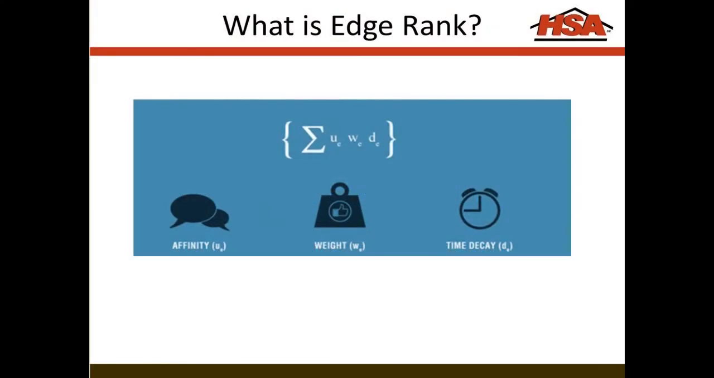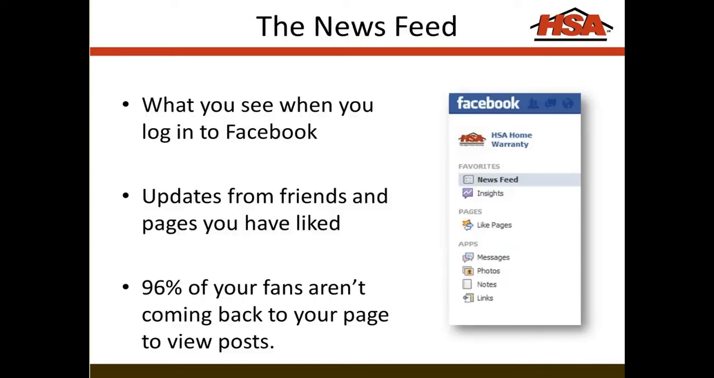EdgeRank is the formula that Facebook uses to determine where posts show up in a user's news feed. The news feed is where most of your posts are going to be viewed, and by most I mean about 98% of them are going to be seen in the news feed and not on your actual page. What you see when you log into Facebook is your news feed.